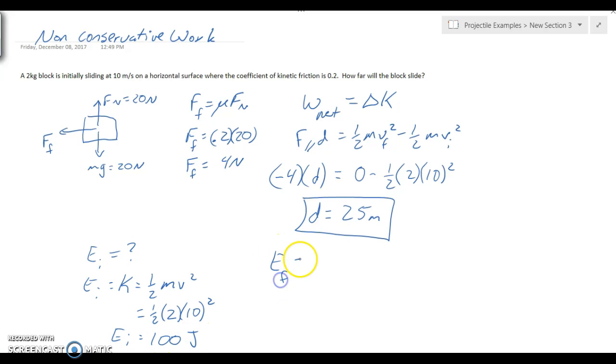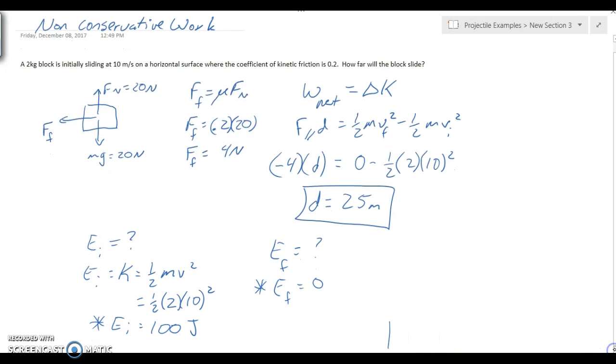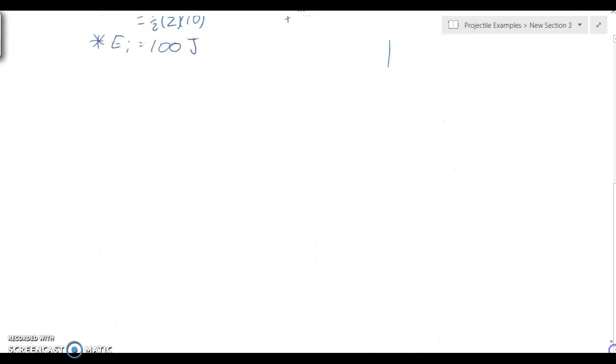How about the final energy? Well, final energy, it comes to a stop, so it has no kinetic energy. It's not up a height, so it has no gravitational potential energy, so our final energy is 0. So here we have an initial energy of 100, final energy of 0. We've talked in class that the work done by friction is going to go into some thermal energy. So it doesn't actually disappear, it just transforms into thermal energy.